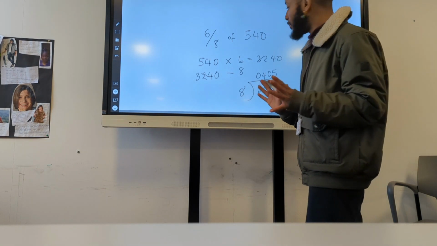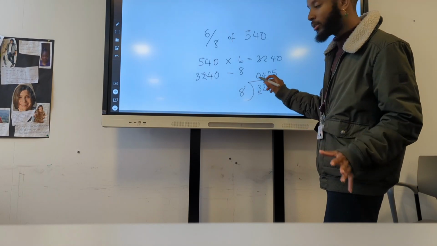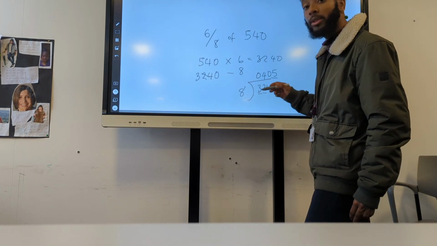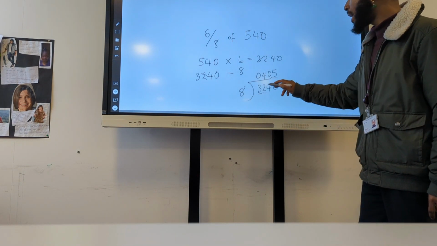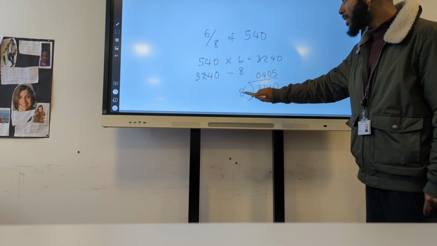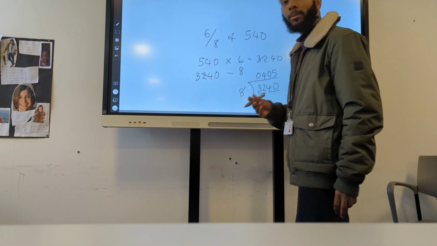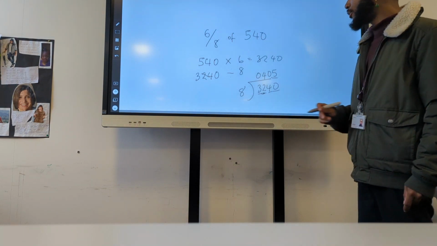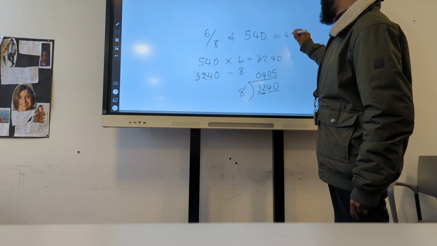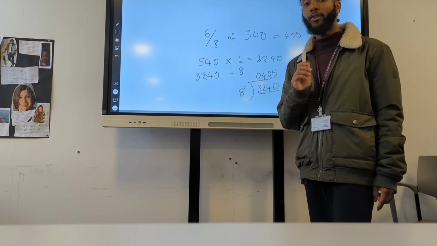Now, because of division, if your answer is a 0, 8 into 3 doesn't go, that's 0. If it's a 0, then you have to add the next number to it until you get an answer which is more than 0. Okay, that's why I do this. Once you have a number, then you start from the beginning. 8 into 4 doesn't go. 8 into 40 is 5. So 8 times 5 equals 40. There's your 5. So 3,240 divided by 8 is 405. Now 6/8 of 540 is therefore 405.